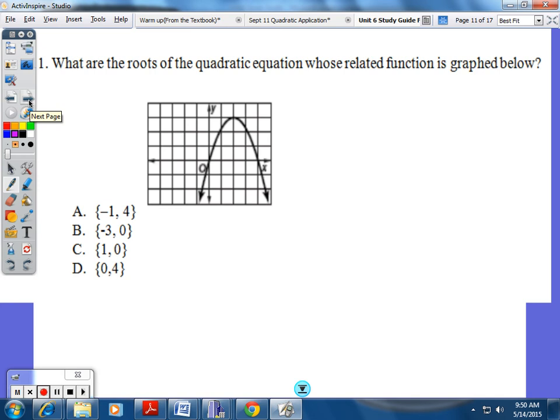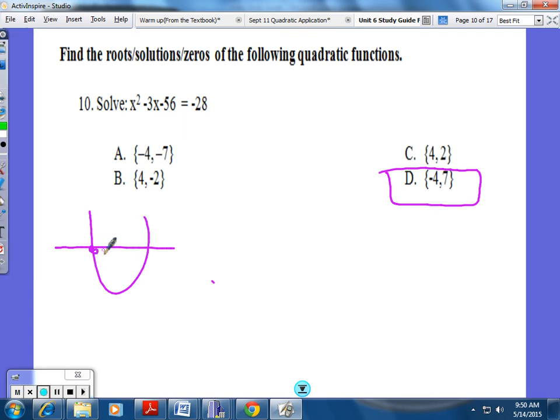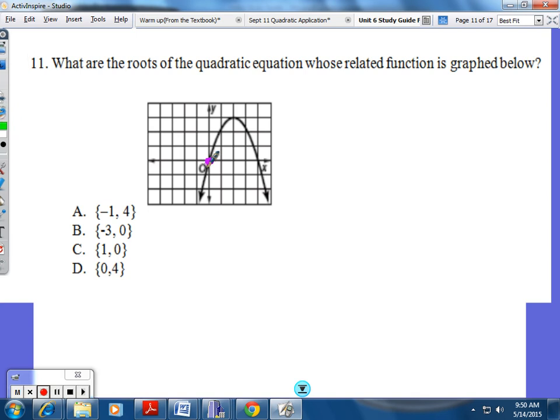Okay, number 11, it says what are the roots of the quadratic? In our previous problem, we understand that where your graph crosses the x-axis are the solutions or the roots or the zeros. So they asked us to find the roots. We know that that means the same thing as the zeros. We go see where it crosses. So where does this cross? That crosses at 0, and that crosses at 1, 2, 3, 4, and that crosses at 4. So my answer is going to be 0 and 4. Real simple.